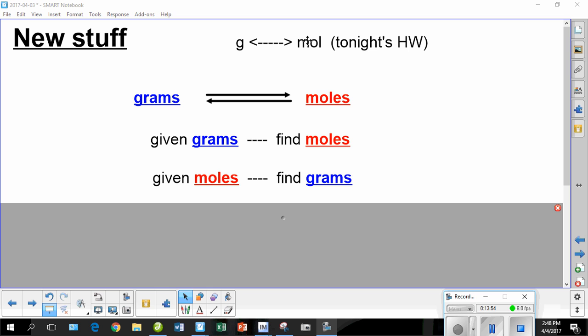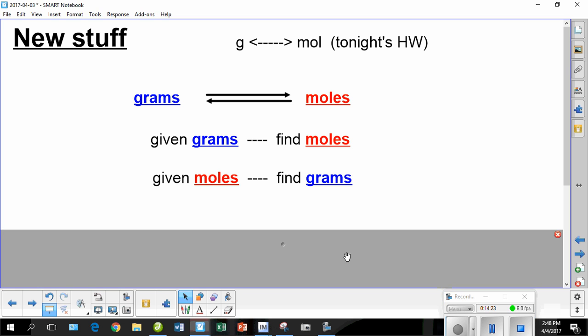Homework problems for tonight are just like the problems that you've been working. This is the new stuff that gets you ready for tonight's homework. So grams is going to go to moles, or moles are going to go to grams. We haven't done that yet. The right arrow is the grams to mole thing, and the left arrow is the moles to gram thing. So if you're given grams, you have to find moles. If you're given moles, you have to find grams.